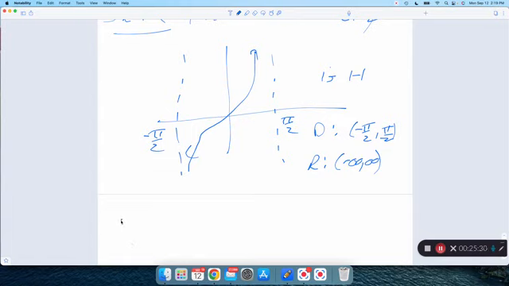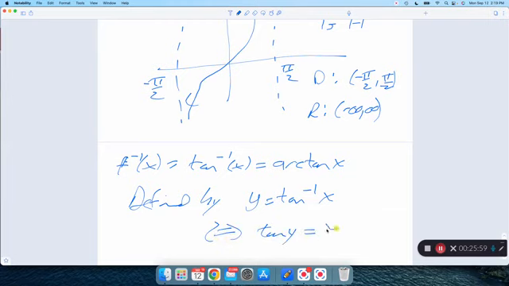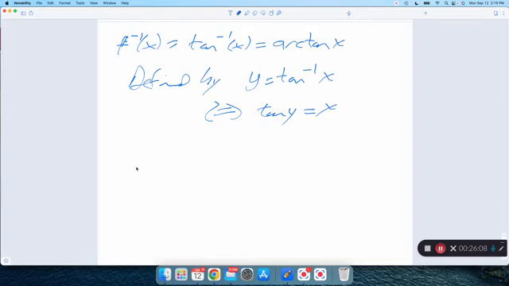Then his inverse, tangent inverse of x, also known as arctangent, is defined by, they undo each other, y equals inverse tangent of x if and only if tangent of y equals x. And by tangent of y, I mean this version of tangent up here. His graph looks like this. He's got a neat graph.